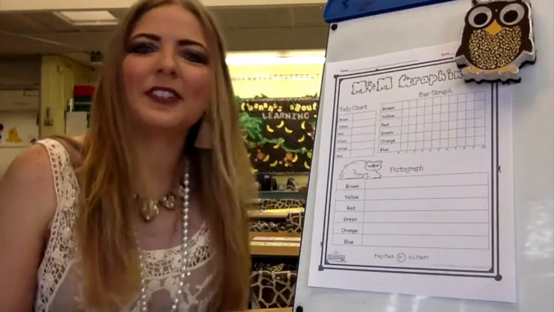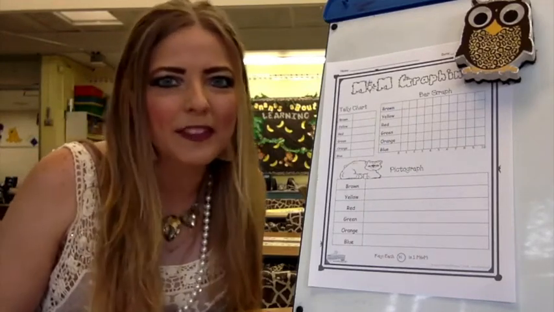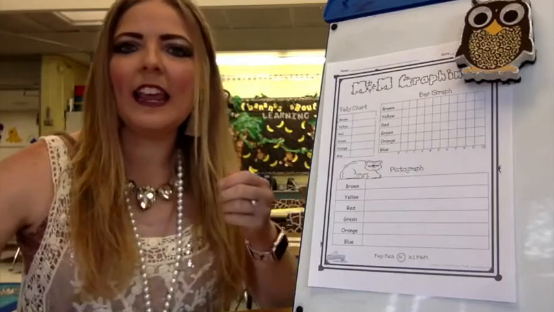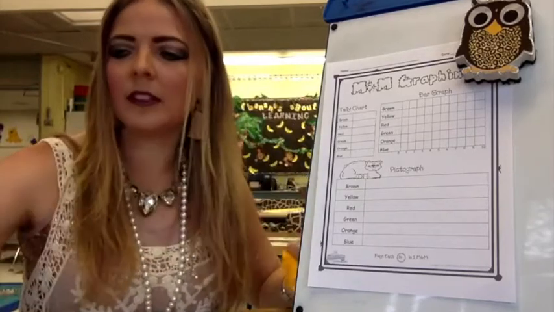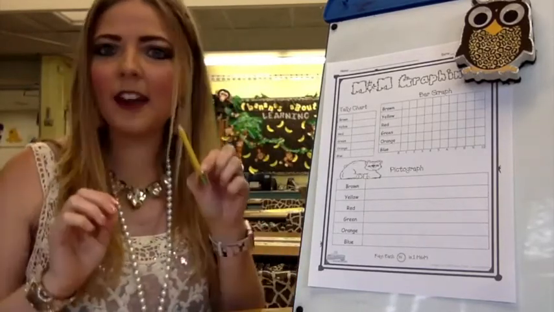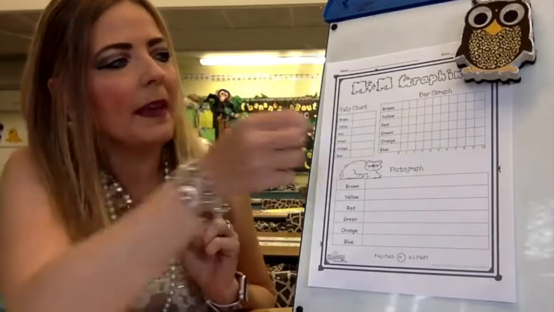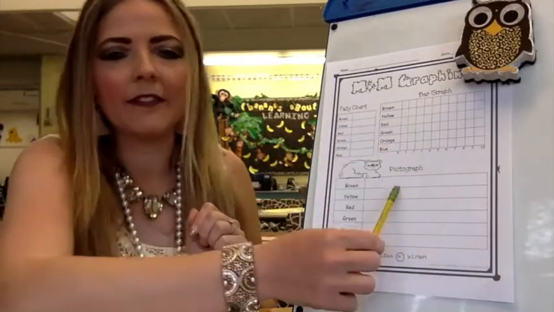Hi boys and girls, today we are going to be making some graphs with M&Ms. So what you will need is a pack of M&Ms, some crayons, and a pencil. So we are going to be making a tally chart, a bar graph, and a pictograph.